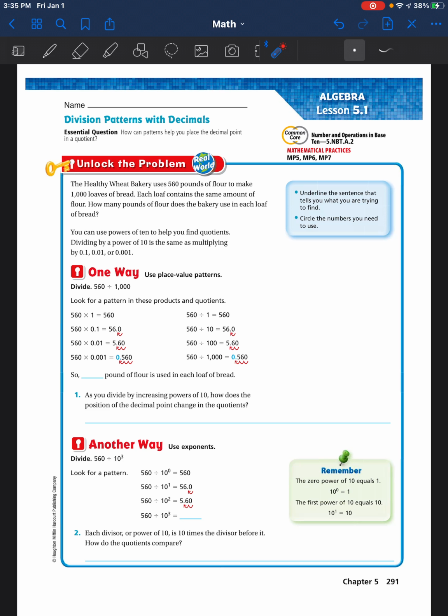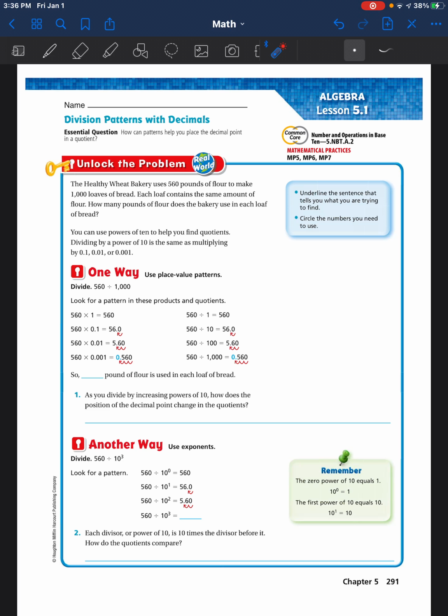So it's just showing you that multiplying by 1 and dividing by 1 still gives you the same answer, your original number. And then multiplying by 1/10 and dividing by a 10th is going to give you the same answer. You're only moving the decimal one place to the left. Multiplying by 100th and dividing by 100th is still going to give you 5.6 because you're moving two places. And multiplying by 1,000th or dividing by 1,000th is going to give you 0.560 or 56 hundredths. Because again, there's 3 zeros, you're moving it 3 places to the left, whether you're multiplying or dividing.